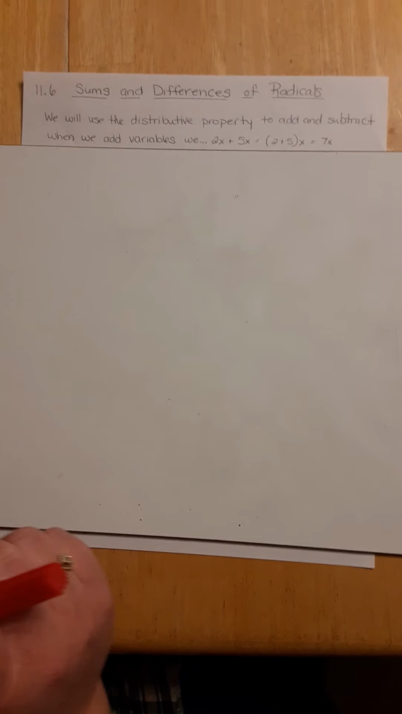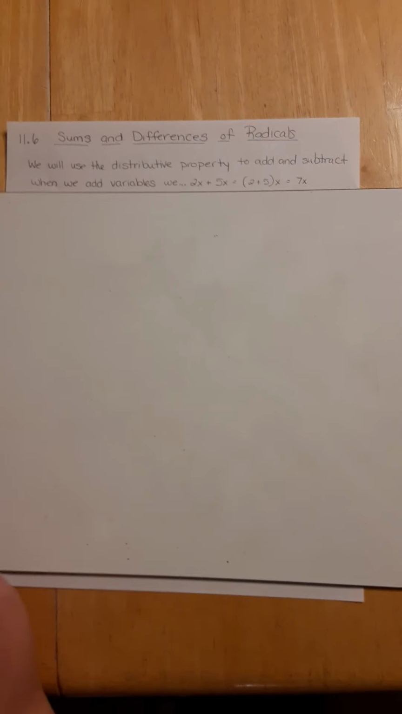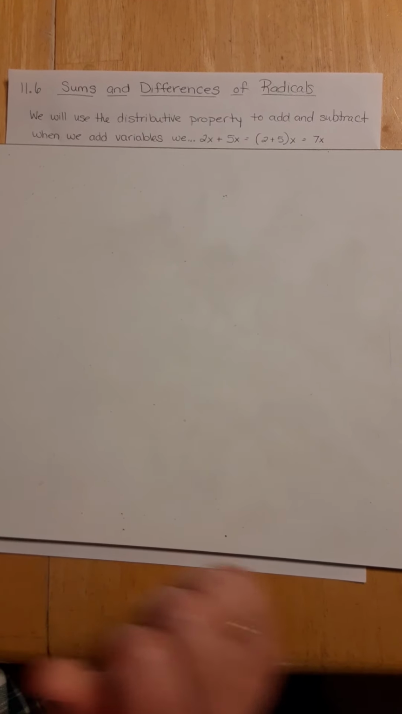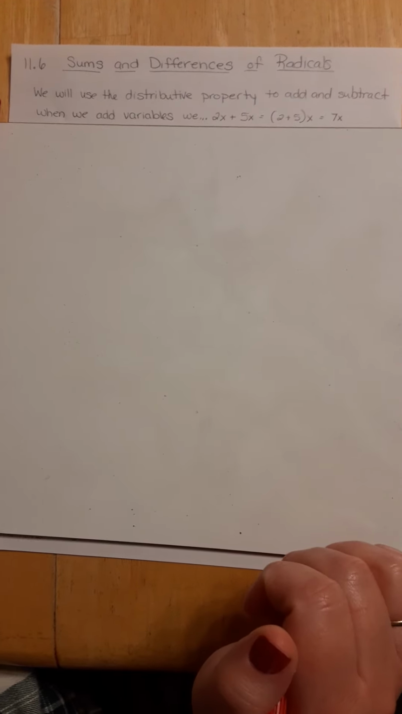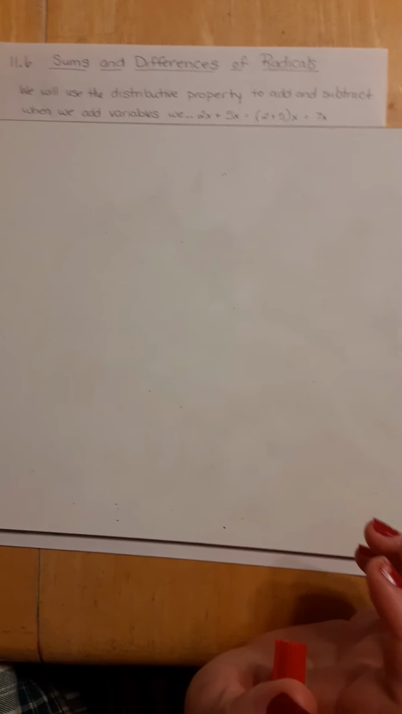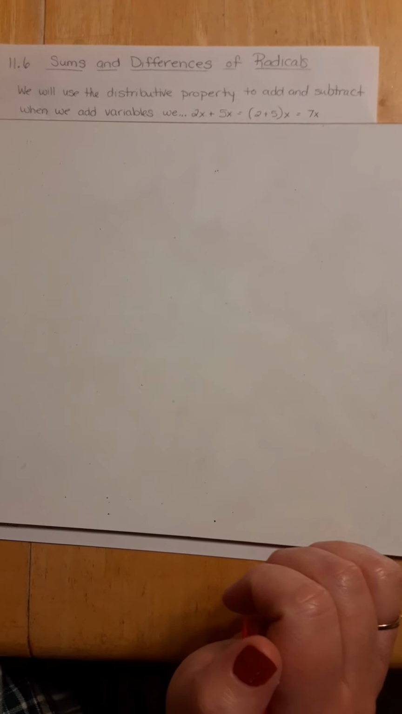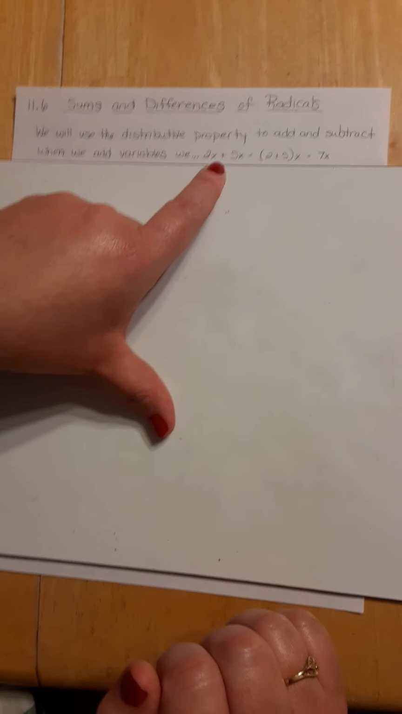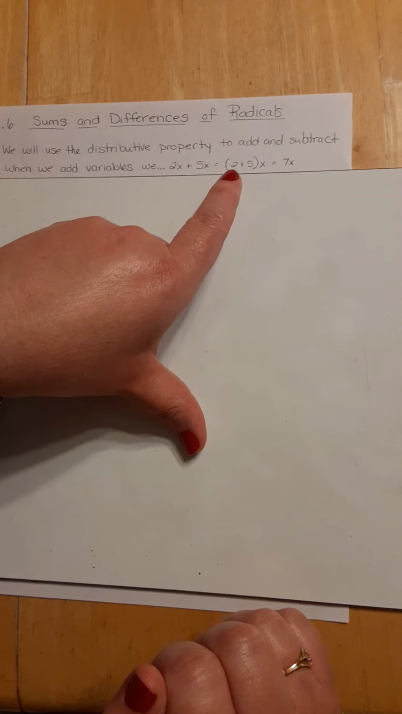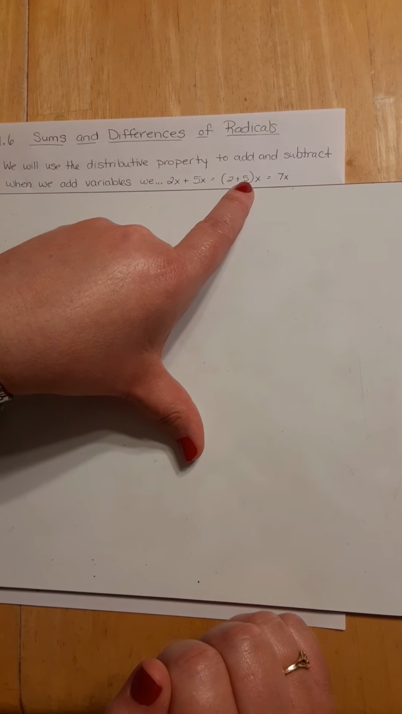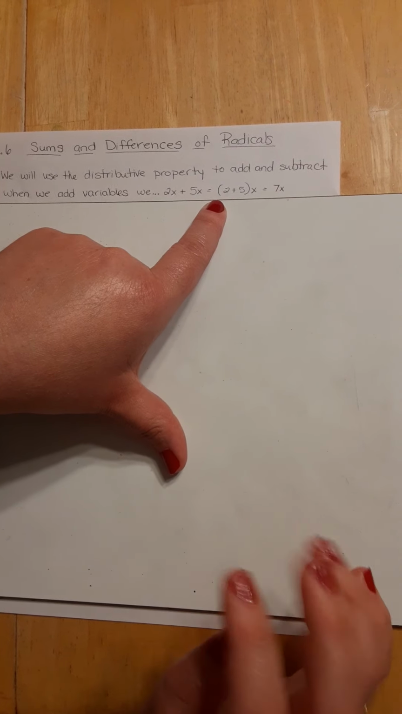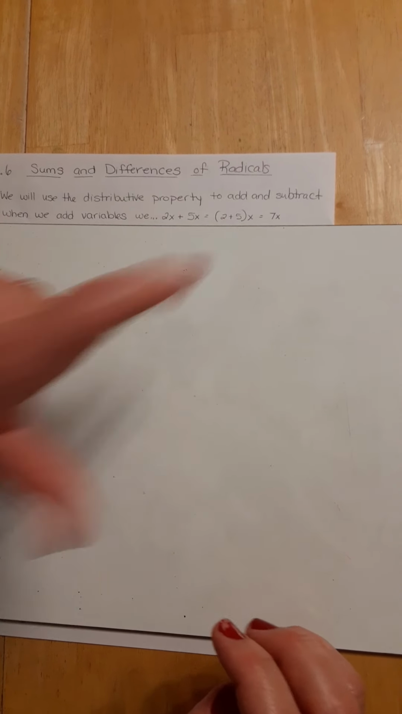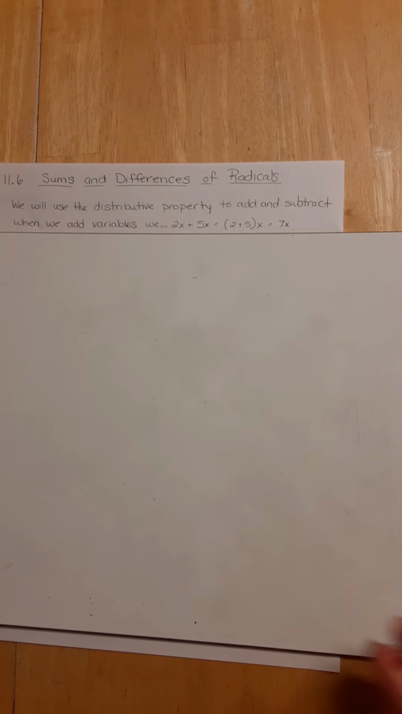Today we're going to do section 11.6, which is sums and differences of radicals. Before we get started with the radical portion, let's do a quick review. Remember when we worked with adding different variables, we could only add variables that had the same signs. And remember when we added these variables, we used the distributive property by pulling out the numbers in front and then combining them with the variable. We're going to do the same thing when we deal with radicals.